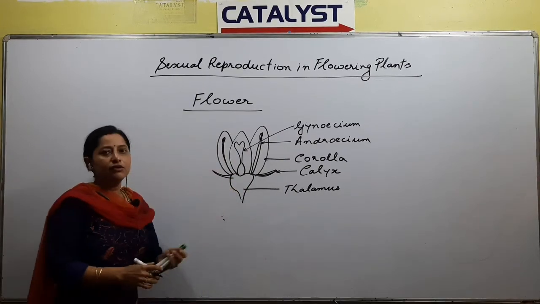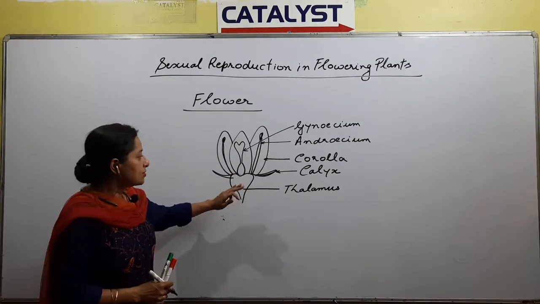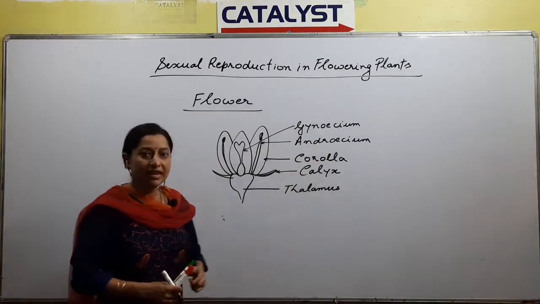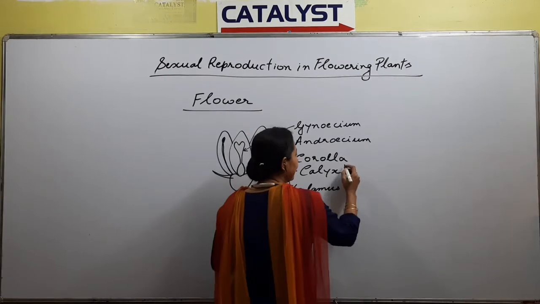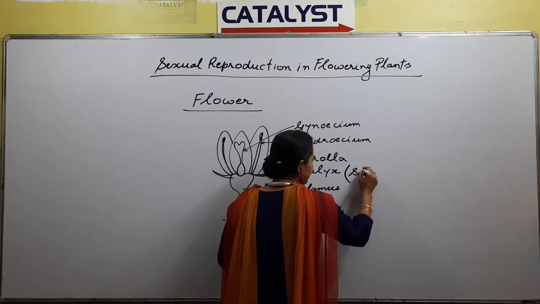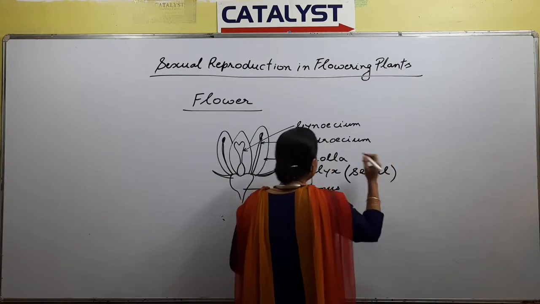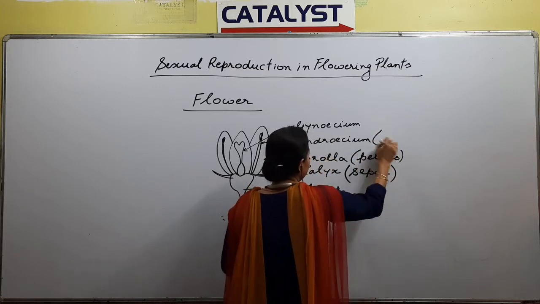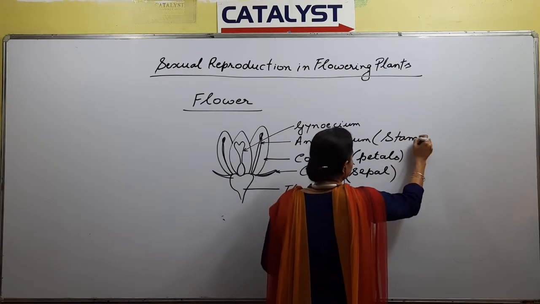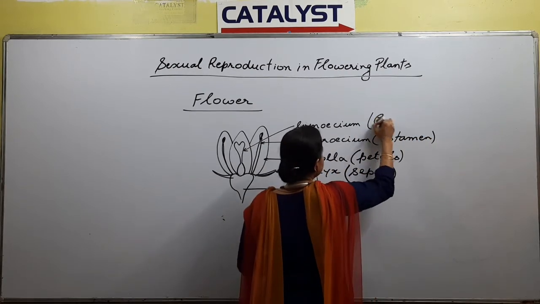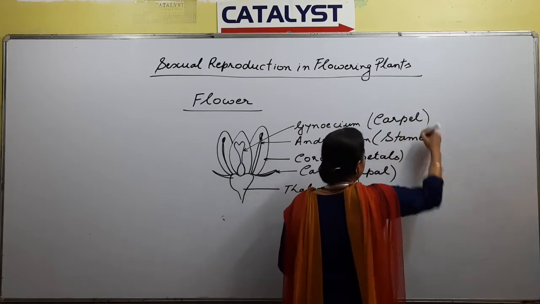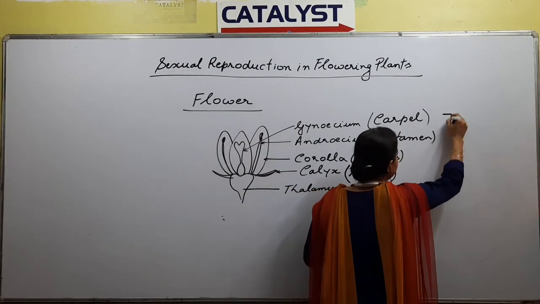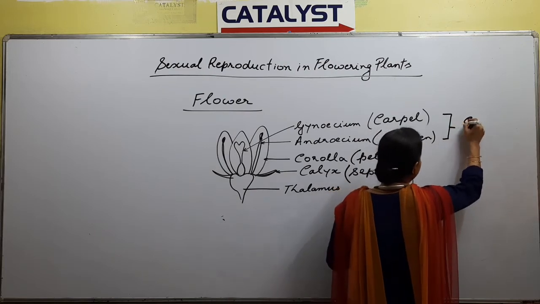So how does a flower look like? Almost a flower looks like this. So it has 4 whorls, and what are the 4 whorls? Calyx, corolla, androecium and gynoecium. If we talk about calyx, what is the individual part called? It is called sepals. In case of corolla, it is called petals. Androecium, stamen, and gynoecium is carpel, right?